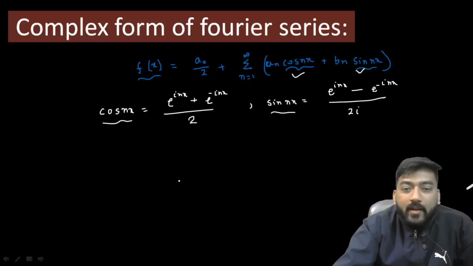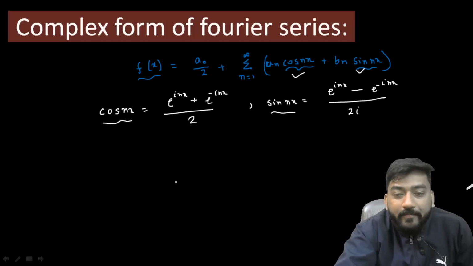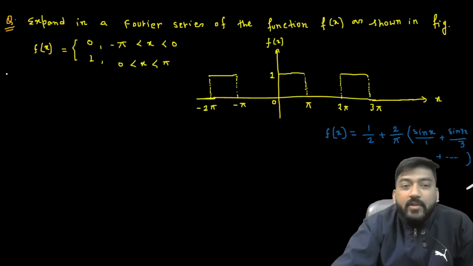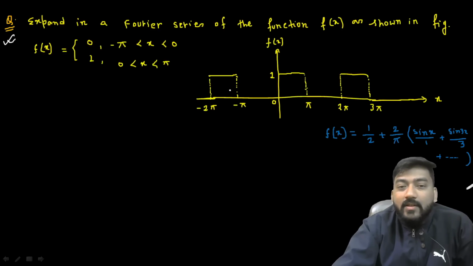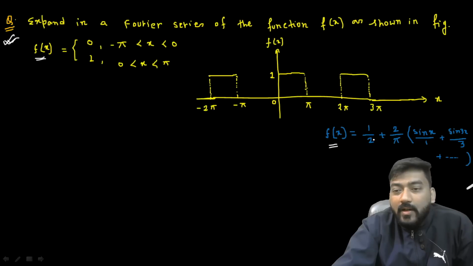And we discussed earlier, in the last class, a very important problem, and we got a series like this. We discussed this problem in the last class to understand the Dirichlet's condition. Today also I will take this problem again to understand the complex form of Fourier series. We derived in the last class that the Fourier series for this function f of x will be half plus 2 by pi into sin x plus sin 3x by 3 and so on.